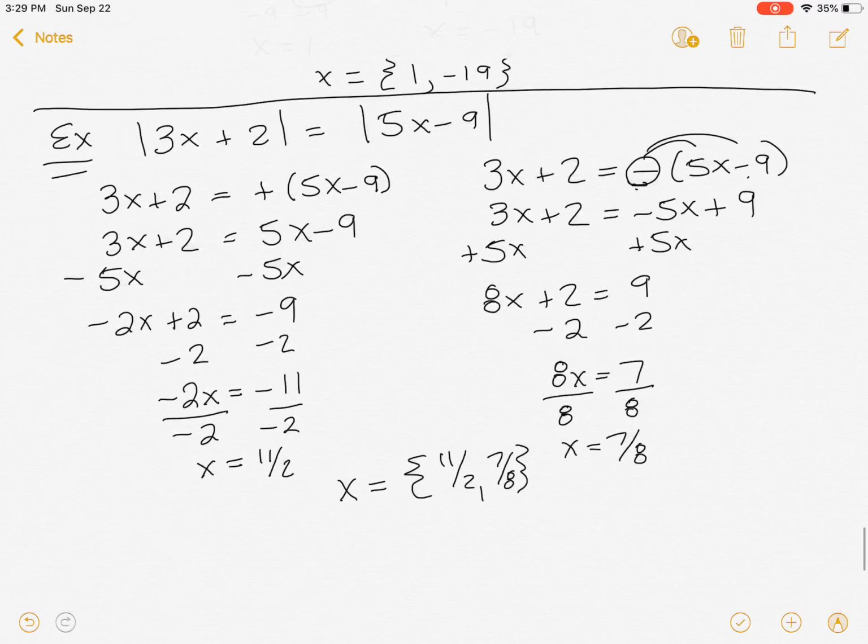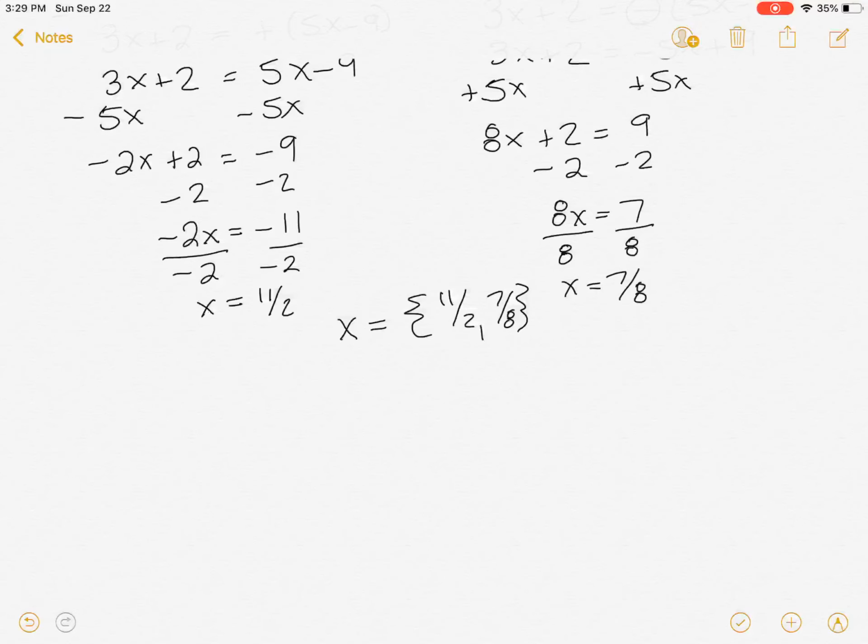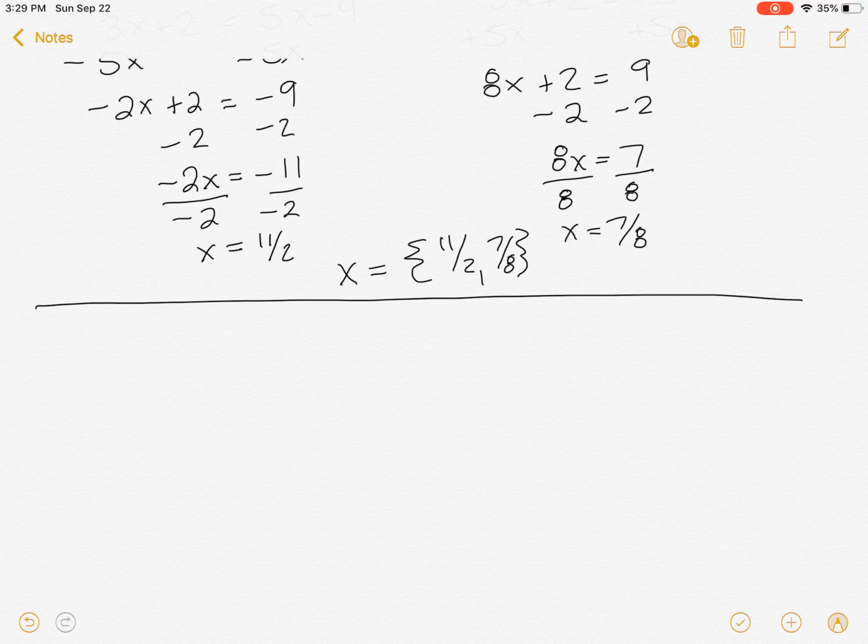Now, let's do another one of those just so you have an example of another one. Alright, so let's say that I have the absolute value of x plus 7 is equal to the absolute value of 3x plus 4.